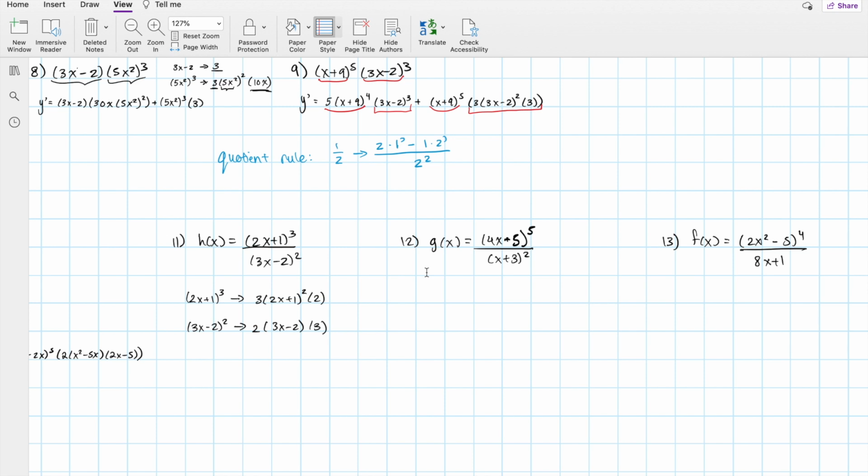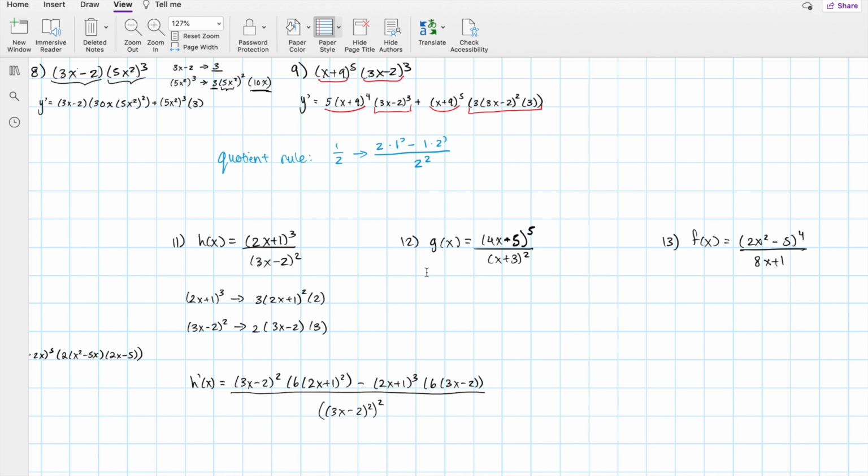So h prime of x means we take the bottom times the derivative of the top, minus the top times the derivative of the bottom. Please, please, please make sure you're using your brackets. Every time you add something new, add a bracket. It's going to help. Over the bottom squared. So (3x minus 2) squared, and then square that. See, brackets, brackets, brackets. Please make sure you practice simplifying it.